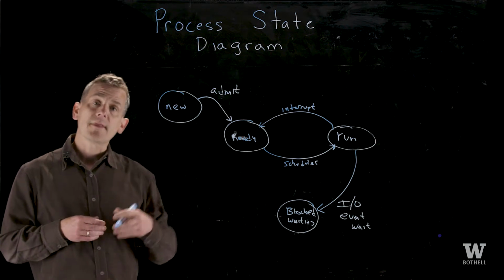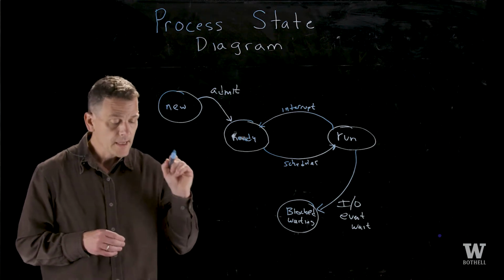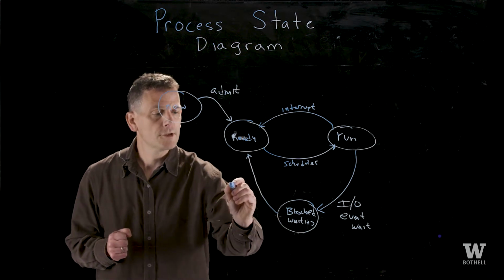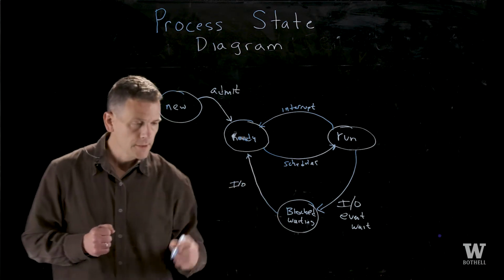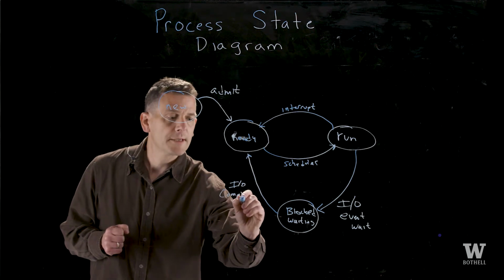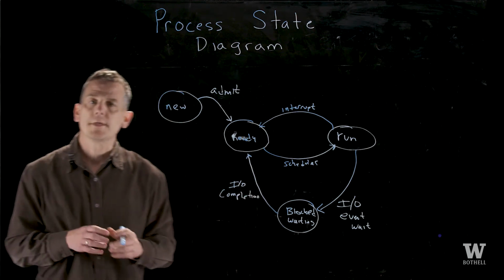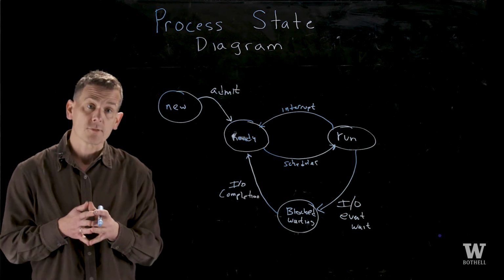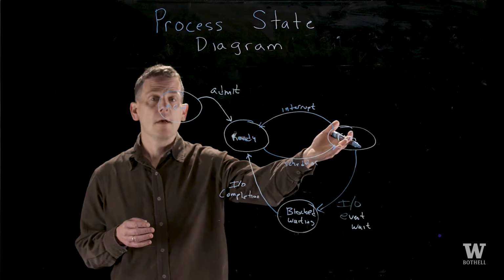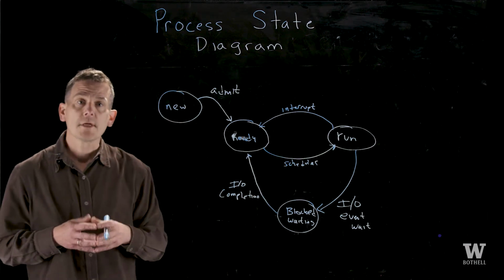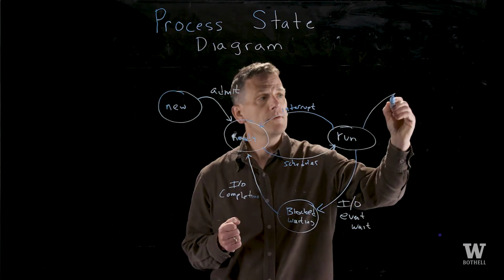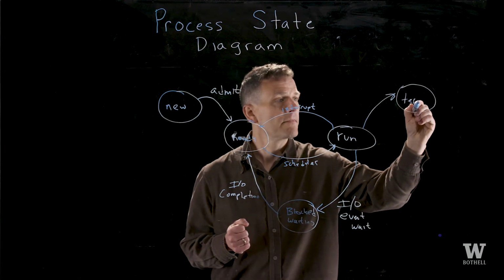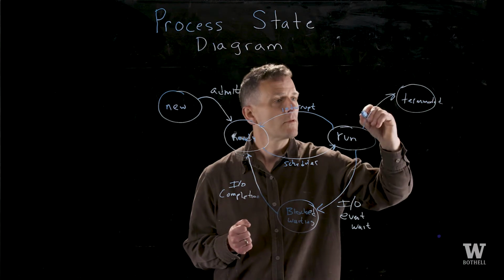But at a certain point in time, that I/O will complete, an interrupt will happen, and the I/O will finish, I/O completion, and the process will move back to the ready state. It will stay in the ready state for a while until the scheduler decides to schedule it again. At this point, I'm back in the running state. Let's say the process now completes. It will move to the terminated state through an exit call.